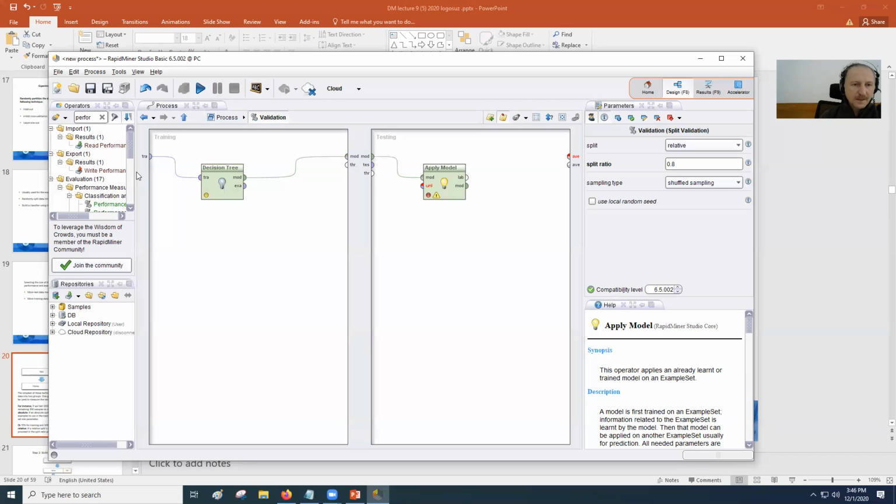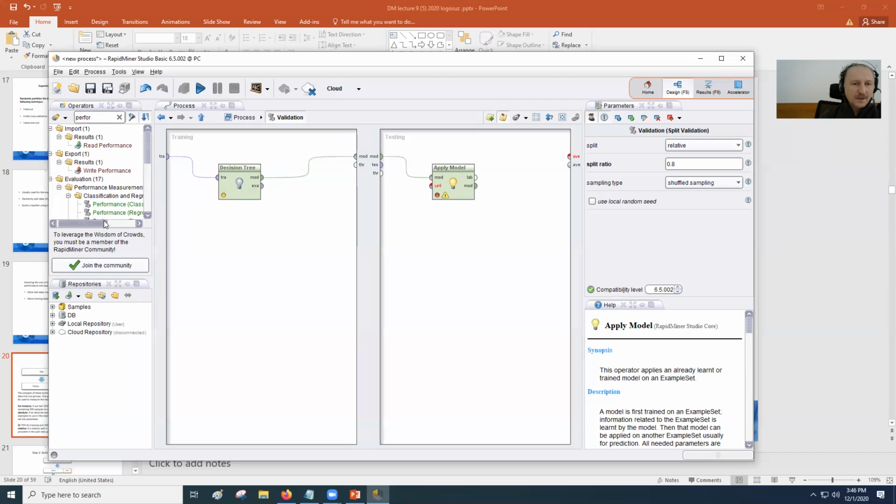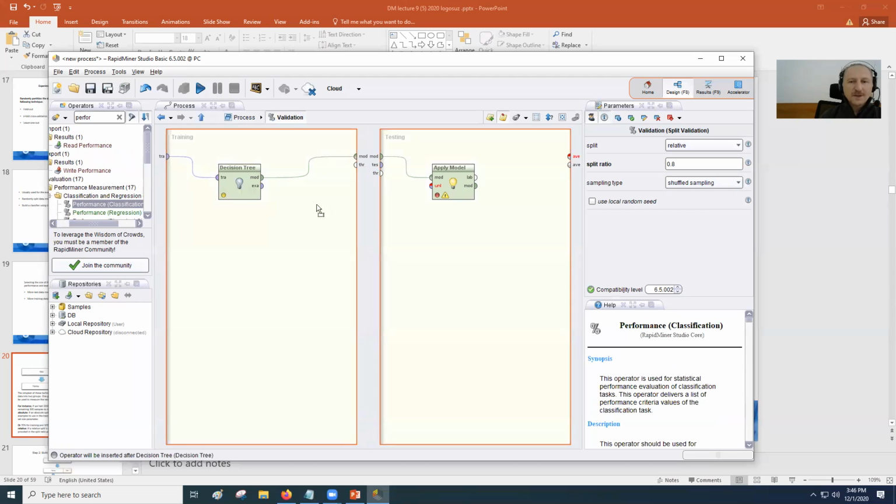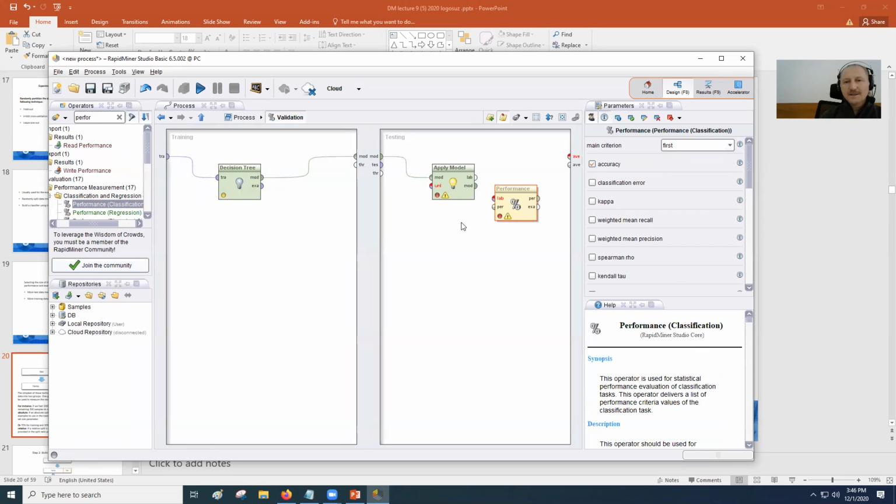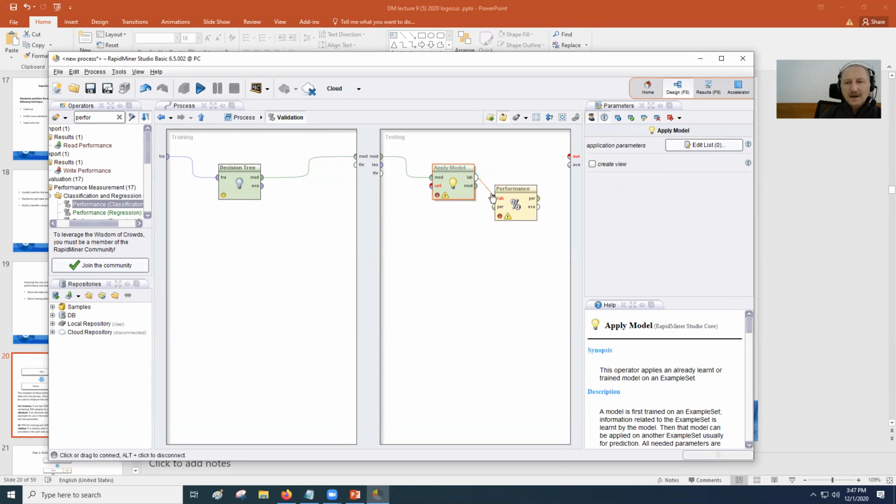Performance. If you make it bigger, you can see the performance module for classification. Because this is a classification problem, I will use it, and I will send the output here. And then test data.